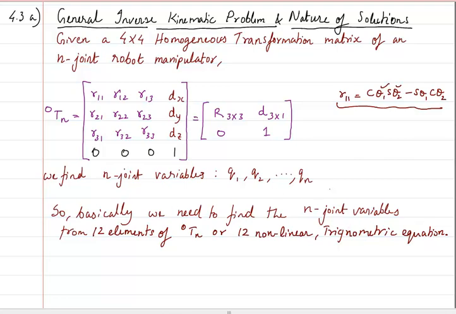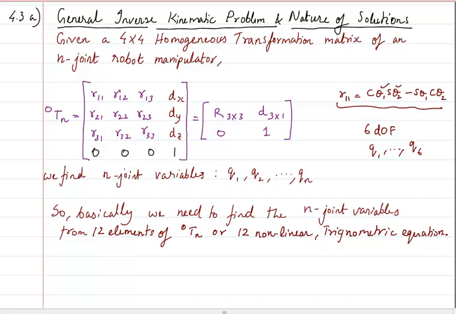Now let's take an example. Generally we try to use a robot which is having 6 degrees of freedom. That means there are 6 joints, so I need to find q1, q2 all the way up to q6. And for that I will have 12 equations. But actually, are these 12 equations really 12 equations?